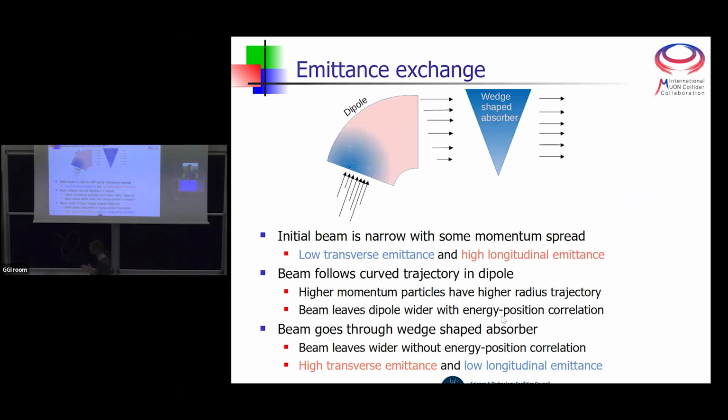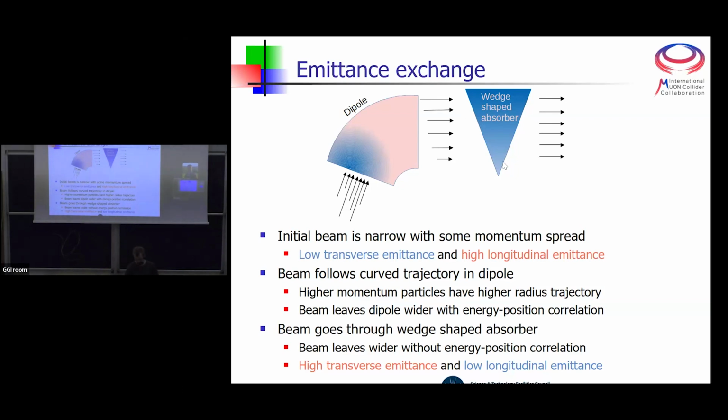Okay. So that's transverse emittance. What about longitudinal emittance? So we can reduce longitudinal emittance by using this emittance exchange scheme. So we have an initial beam which is narrow with some momentum spread. We go through a dipole, and what that does is it actually introduces dispersion into the beam. So that means that the high momentum particles will tend to see a thicker part of the wedge. The low momentum particles will see a thinner part of the wedge. And so what we end up doing is we end up actually exchanging emittance between the transverse phase space and the longitudinal phase space. So we're reducing the longitudinal emittance, but at the cost of increasing the transverse emittance.